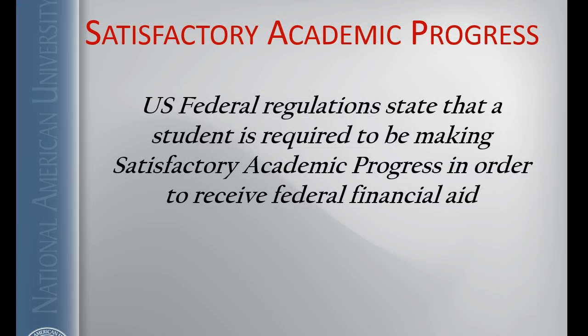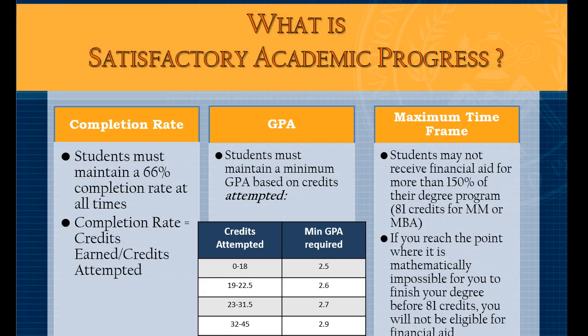One standard that we want everyone to be aware of is the Satisfactory Academic Progress Standard, and that comes from the U.S. federal regulations about financial aid, which states that a student is required to be making satisfactory academic progress in order to receive federal financial aid. And SAP is evaluated after the end of every quarter. And so here are the 3 criteria for making satisfactory academic progress.